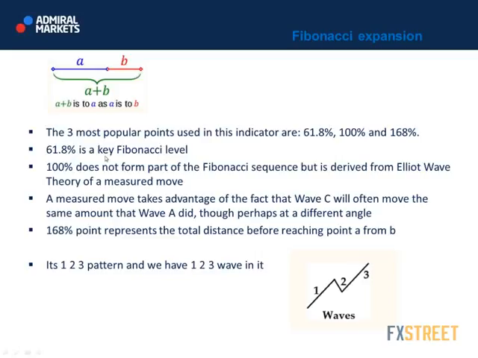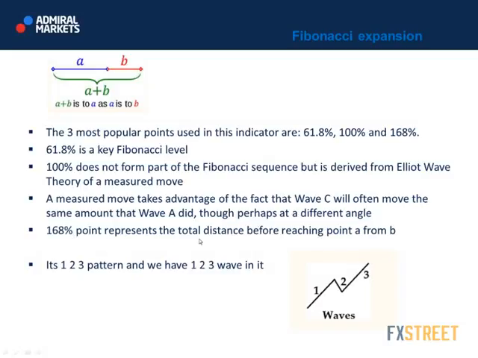61.8 is a key Fibonacci level. It's a so-called golden ratio. 100% does not form part of the Fibonacci sequence, but because expansion is a sort of wave, it is derived from Elliott wave theory of a measured move. Measured move takes advantage of the fact that wave C or wave 3 will often move the same amount that wave A did, though perhaps at a different angle.